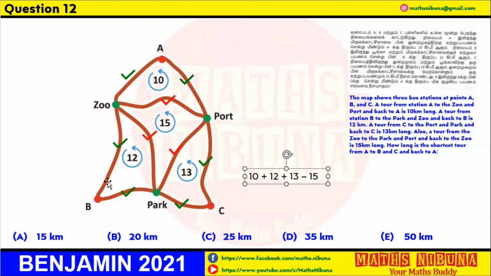So I plus all this one, then I minus this. Okay, I don't need this one. So this 3 is actually equal to 15. So 10 plus 12 is 22. 22 plus 13 is 35. 35 minus 15 is 20. So the answer for this question is 20.